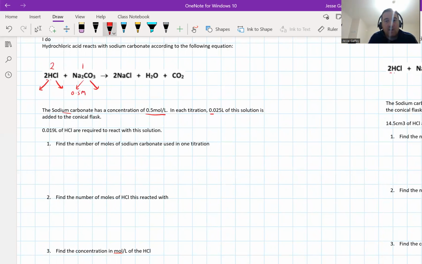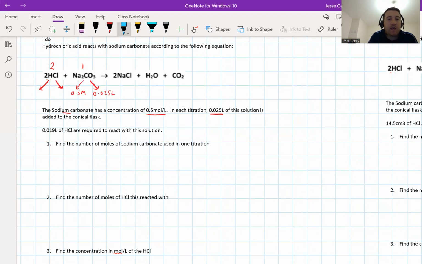Each titration, 0.025 liters of this solution. So I'm going to write the volume here, 0.025 liters. Now, in a real titration question, this information will be there, but it wouldn't be as obvious. I'm trying to make this easy for you while you're learning. So I've made it very obvious with what the volume is and what the concentration is. In the real titration questions, you have to dig a bit more for this information.